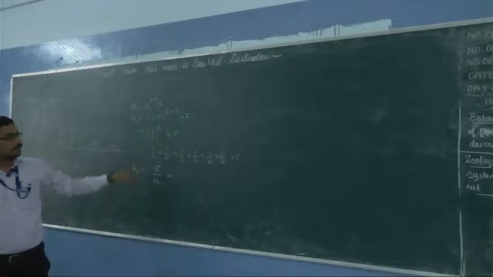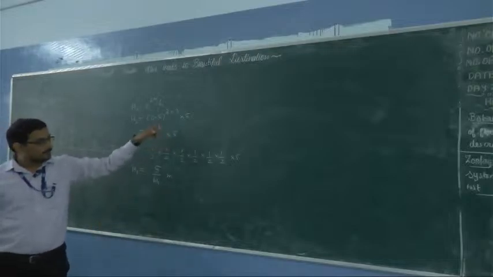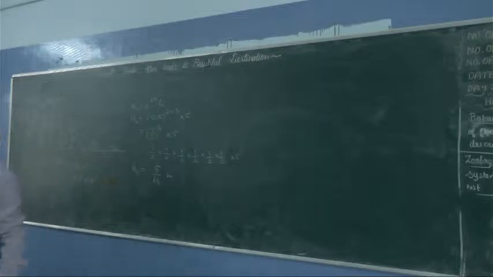2 whole power 6 is nothing but 1 by 64. 1 by 64 into 5, 5 by 64 meter is the answer.